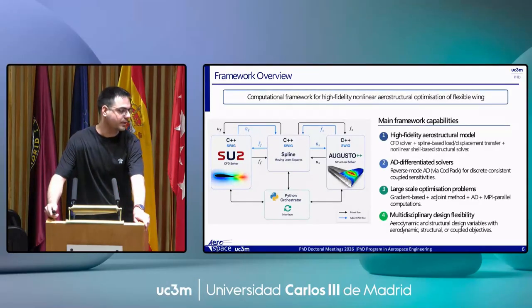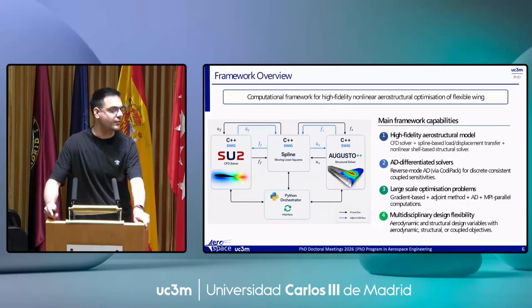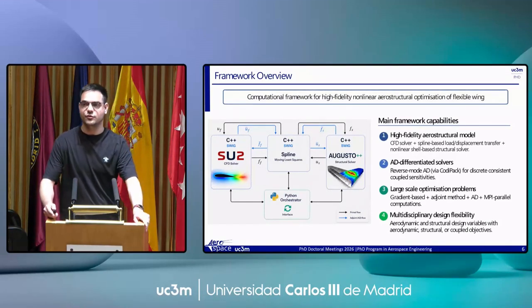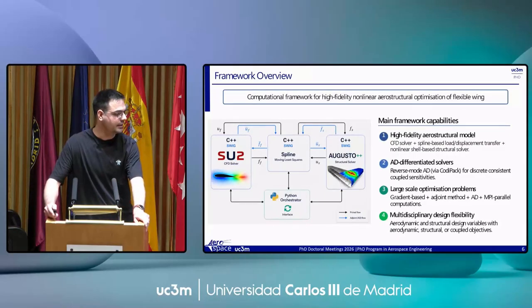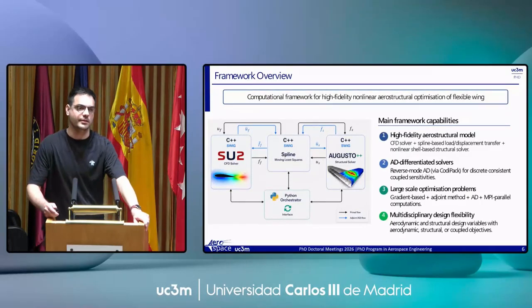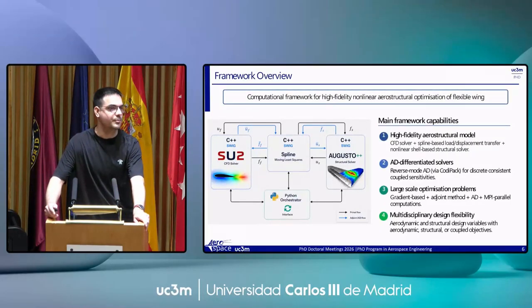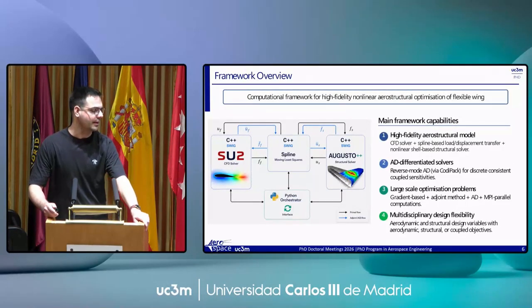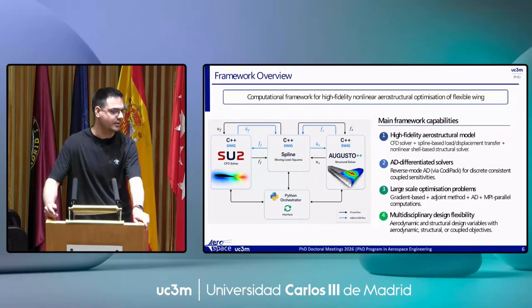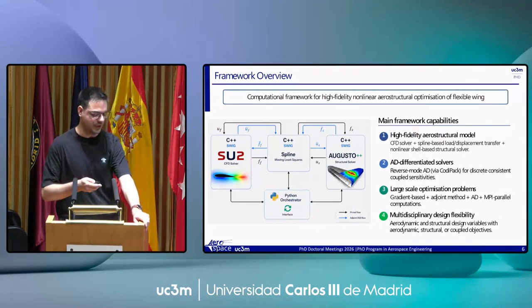So the framework we are talking about is composed of SU2 as a CFD solver and our in-house code Augusto for finite element analysis. They are high fidelity, so CFD and geometrically nonlinear shell-based elements. They are differentiated with the CoDiPack library for consistent derivatives evaluation. They are parallelized with MPI for large-scale problems, and the idea is to deal with a general problem with aerodynamic and structural design variables, and with purely aerodynamic, purely structural, and also coupled objectives.